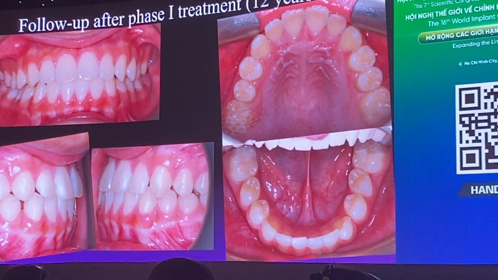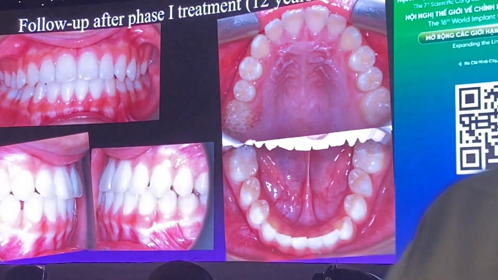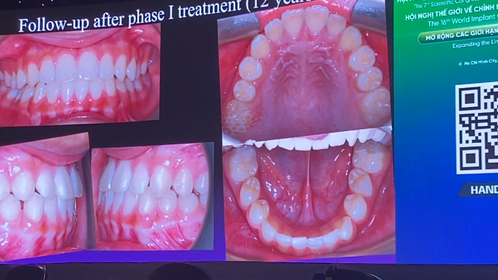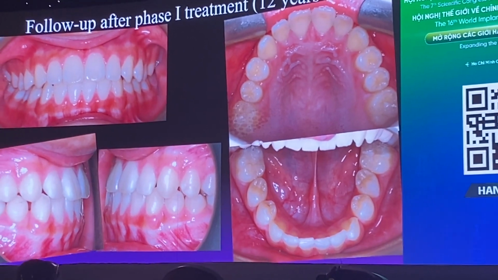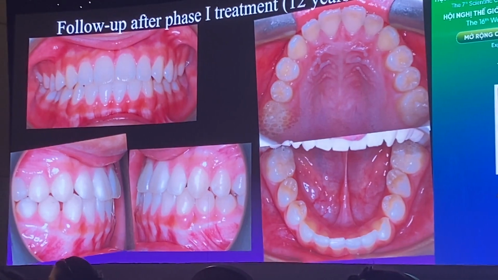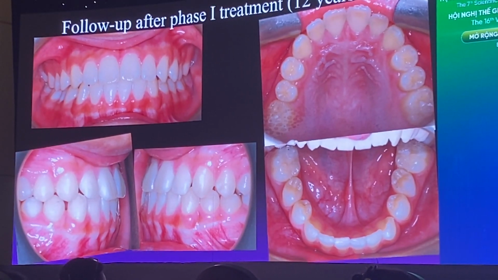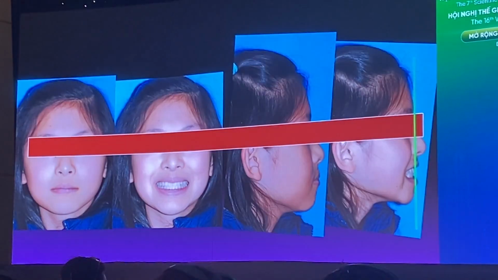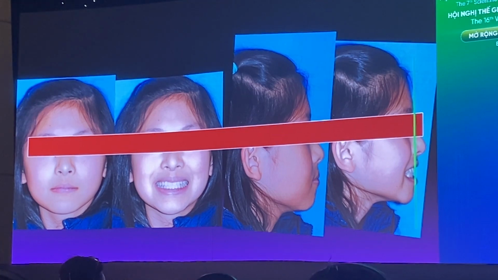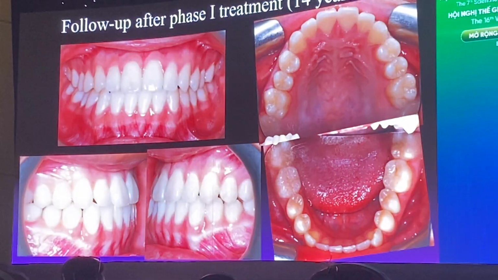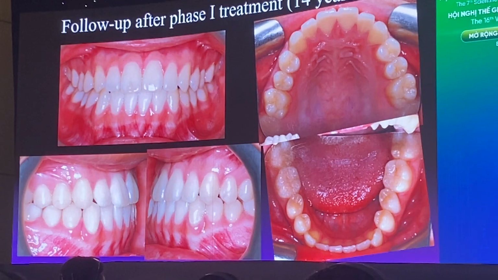So this girl right now is 12 years old. No more braces, right? So are you going to stop here, or are you going to continue seeing this patient? Continue to see until what age again? It's a girl, 14 years old, okay? So here is the girl at 12 years old, looking pretty good. Here is 14 years old, all right?